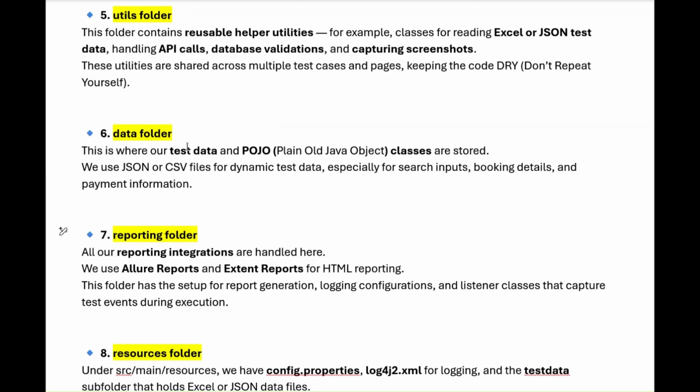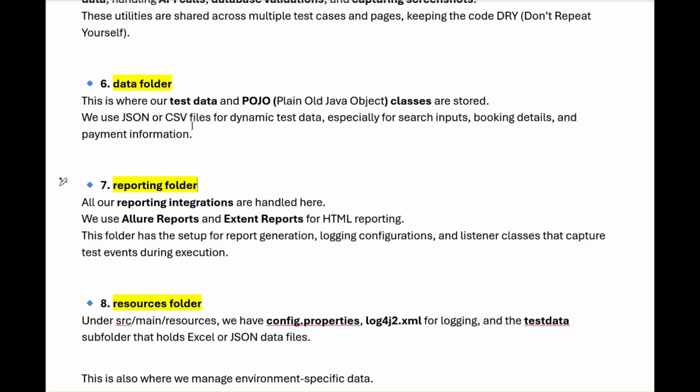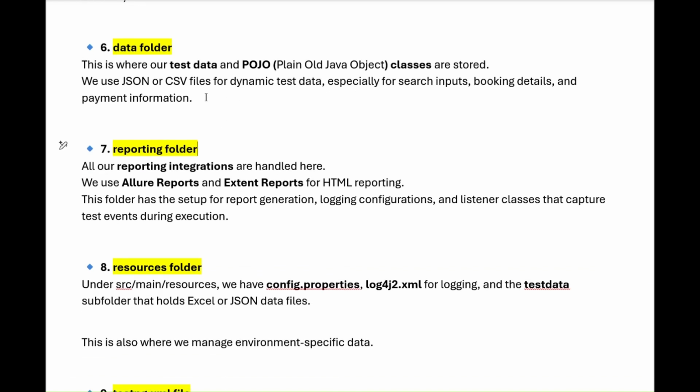Number 6. Data folder. This is where our test data and POJO classes are stored. POJO is basically plain old Java object classes. We use JSON or CSV files for dynamic test data, especially for search inputs, booking details, and payment information.